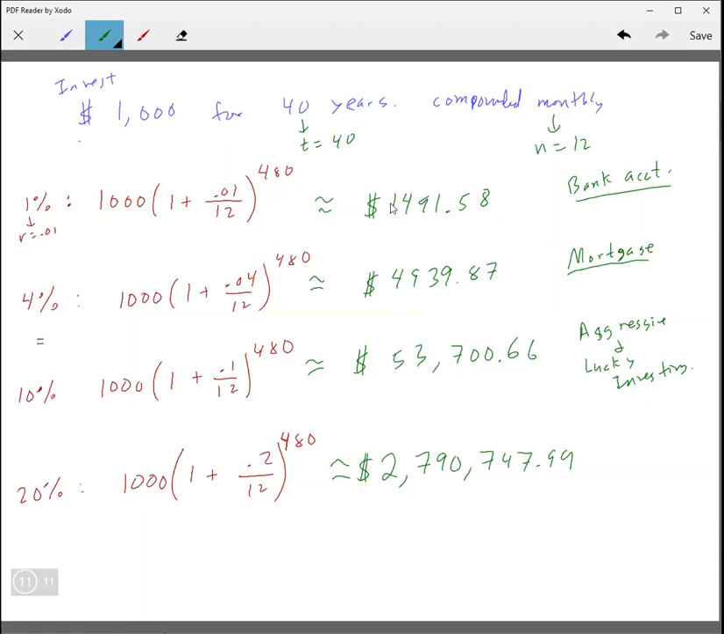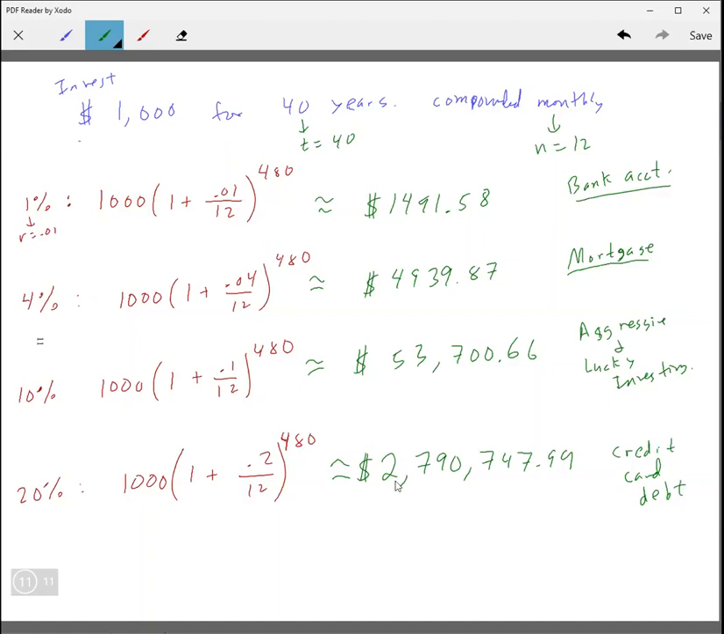But if you're just going to let a bunch of money sit in the bank for 40 years, then you're better off taking a risk with it, because the payoff can be huge. Okay, 53,000, that's a big difference from 1,500. And then this last one right here, 20%, this is like credit card debt. These are the interest rates that credit cards will charge you.